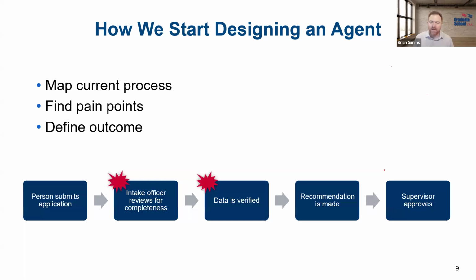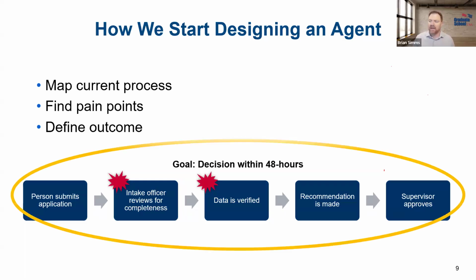So, okay, we've got that in mind. Now, what is the desired outcome? Well, let's say in this example that our goal was to ensure that every application gets a decision back to the person who submitted it in under, say, 48 hours or so, right? So that outcome then becomes your agent's North Star, and its measure of success.